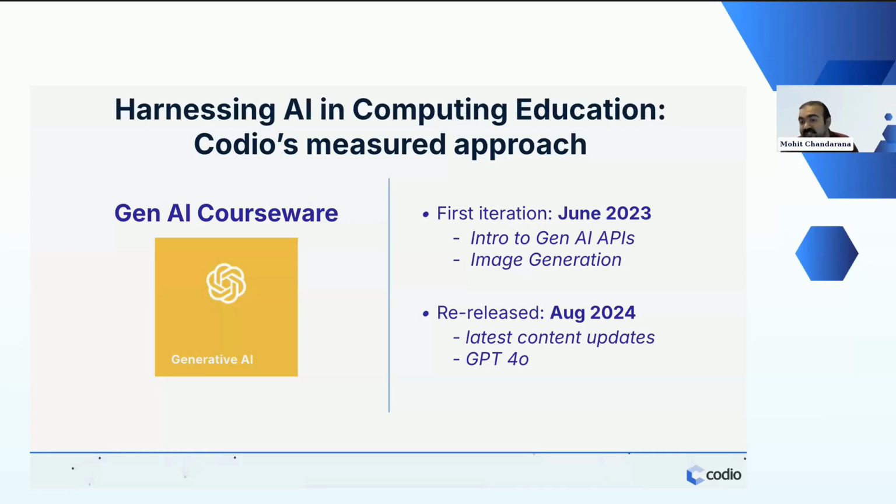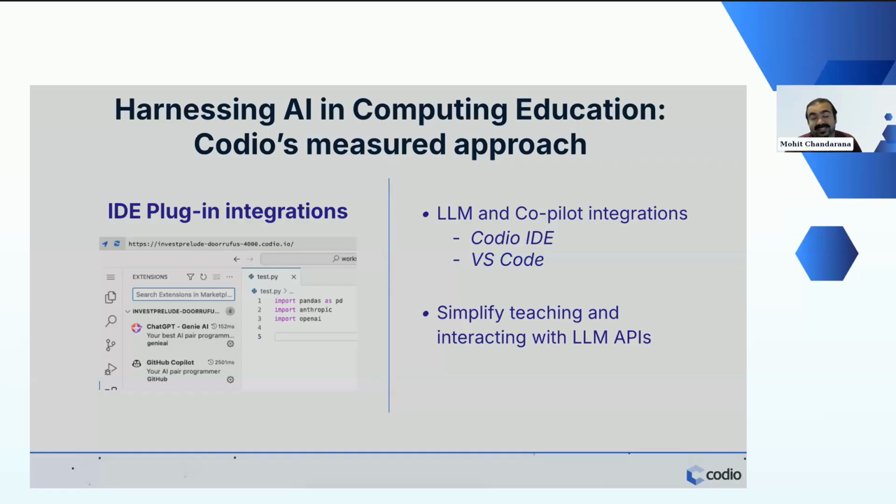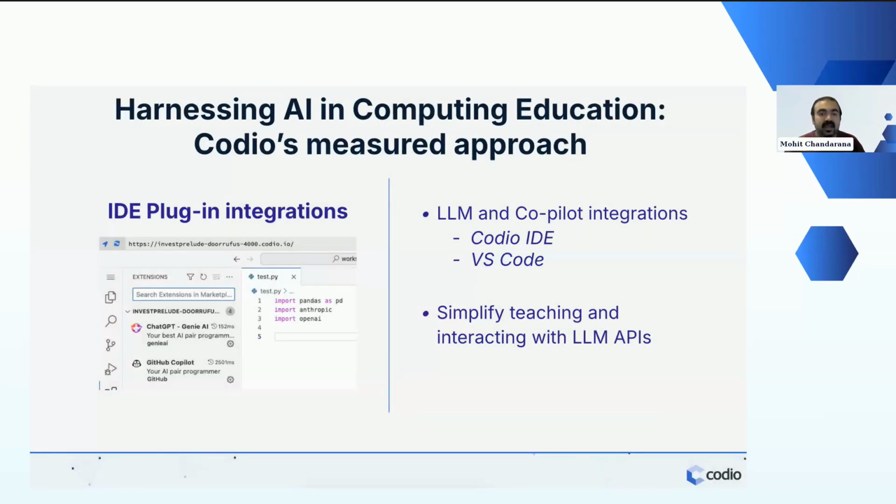The first iteration was launched in June 2023 with the initial APIs from OpenAI, and we re-released it in August this year with the latest content updates that our wonderful content team keeps tabs on, and the latest GPT-4o model as well. The next thing that we decided to do is to actually integrate this into IDEs, so that it's easier for students to use it and learn how to interact with generative AI APIs. So our LLM and Copilot API integrations were launched with the vanilla Codio IDE as well as VS Code. This simplified teaching and interacting with these APIs and really made the whole process very seamless.